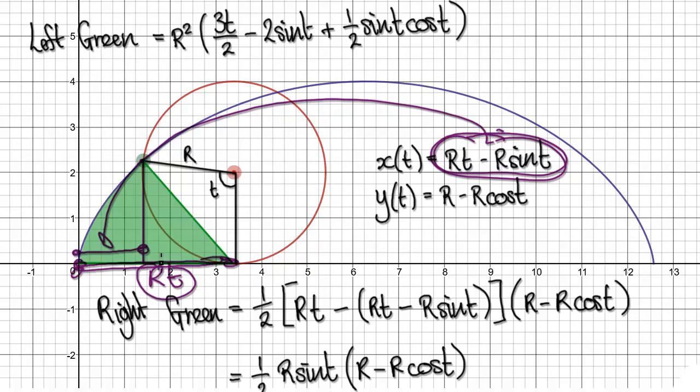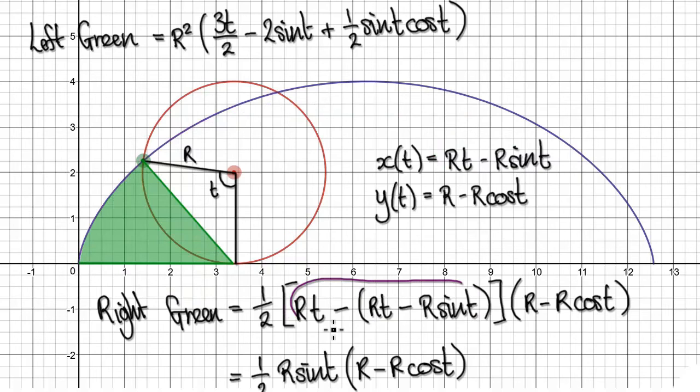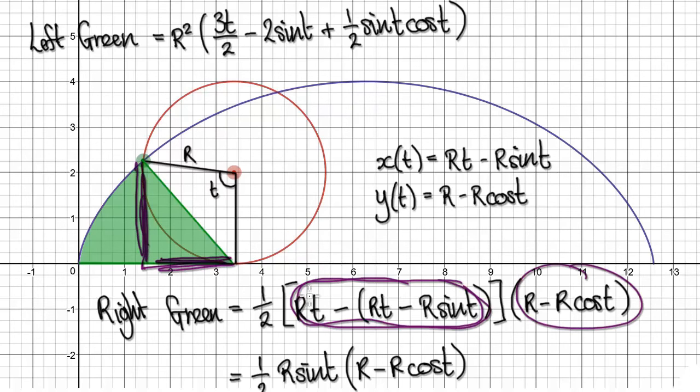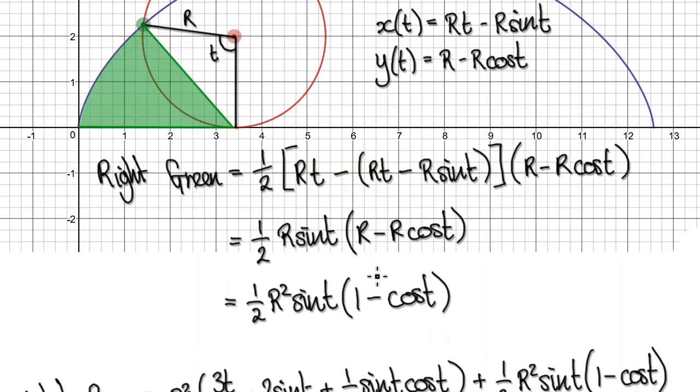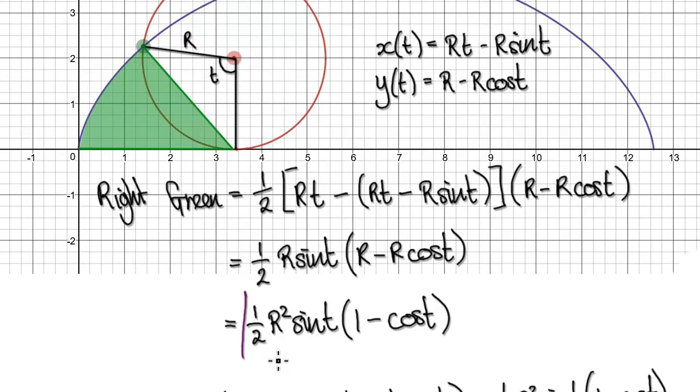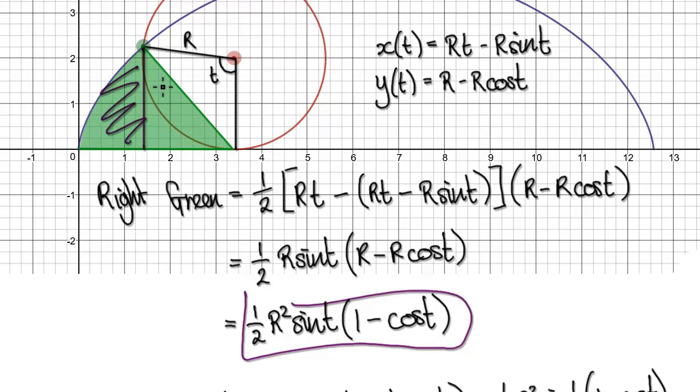So the base of this triangle is given by RT minus this length here. This is our base here, and the height is given by this. So the right green is given by the whole thing here. If you tidy it up, it will then give you this thing here. So we've got the left and we've got the right.